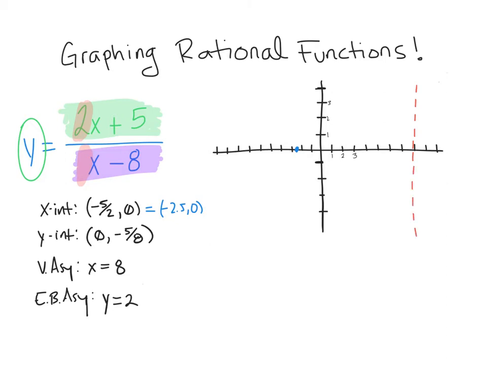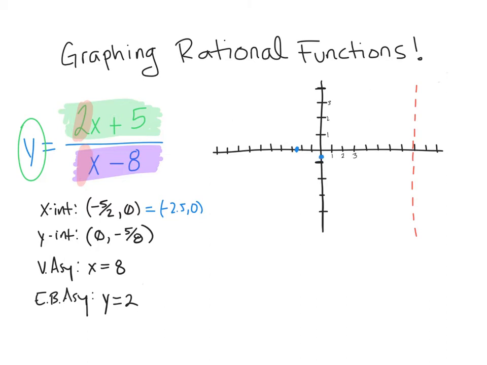Now let's put my y-intercept. My y-intercept is negative 5/8, so that's just a little over negative 1/2. If we look at our y-axis, here's 0, here's 1. So I'm going to be right about there. Let me put a point right here.